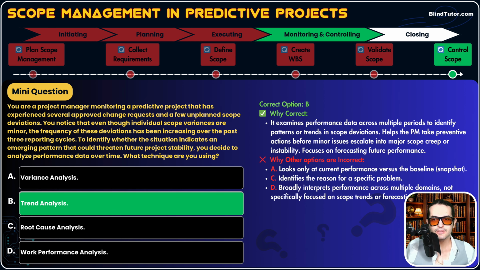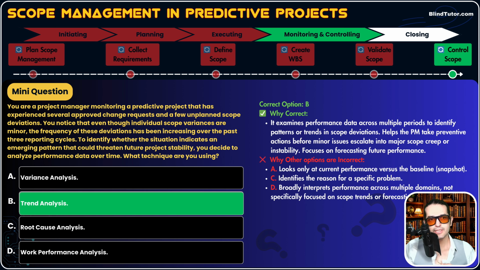Work performance analysis, it's a general term, guys. Work performance analysis broadly interprets performance across multiple domains or pieces of the project, but is not specifically focused on scope trends or forecasting. So it's just analyzing how the project is performing and doing.